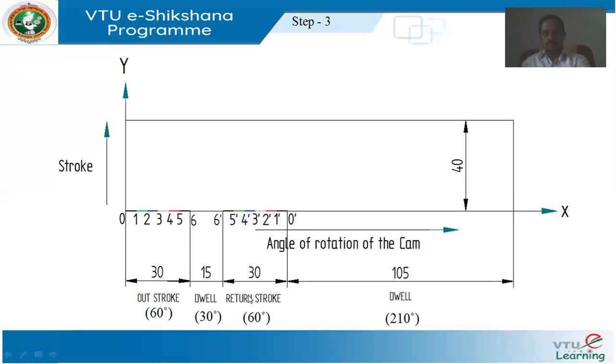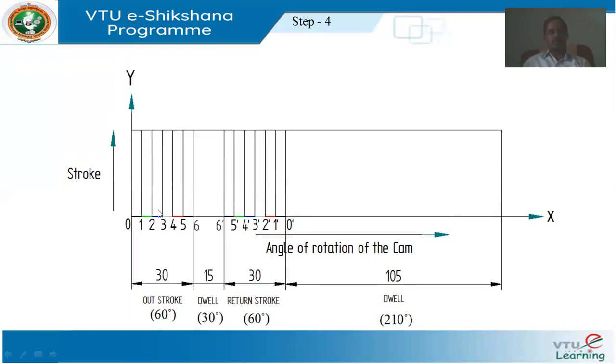After this, step 4, we need to draw the vertical lines from all these divisions during outstroke and return stroke up to the 40 mm locus, like through 1, through 2, 3, 4, 5, 6. Draw the vertical lines up to the 40 mm locus. Next, from 6 dash, 5 dash, 4 dash, 3 dash, 2 dash, 1 dash, and 0 dash, draw the vertical lines up to the 40 mm locus.